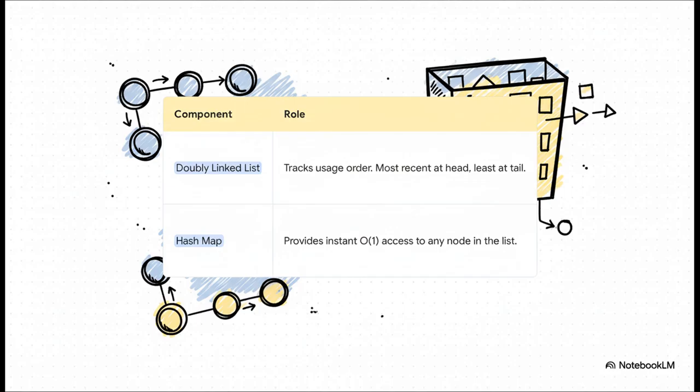But wait, finding something in a long list is slow. And that's where the second part comes in, a hash map. The hash map is like an index in a book. It lets you find any node in the list instantly in what we call O of 1, or constant time. So you get the best of both worlds. The linked list maintains the order, and the hash map gives you lightning fast access.